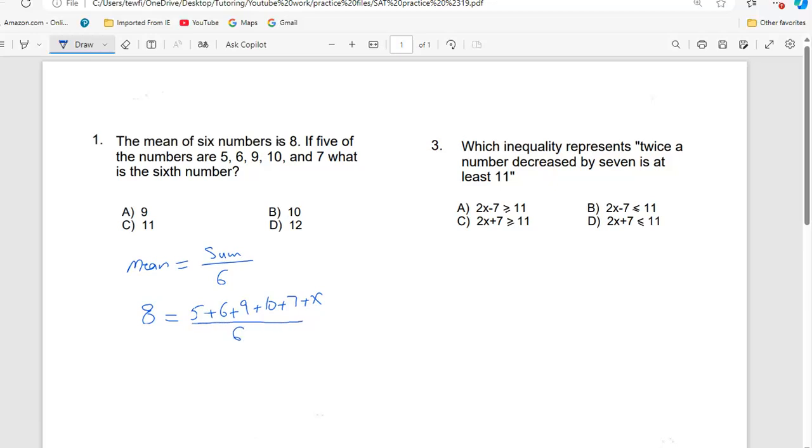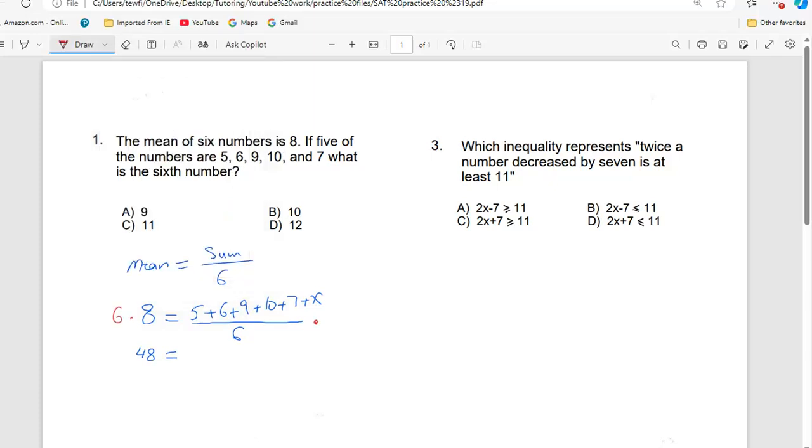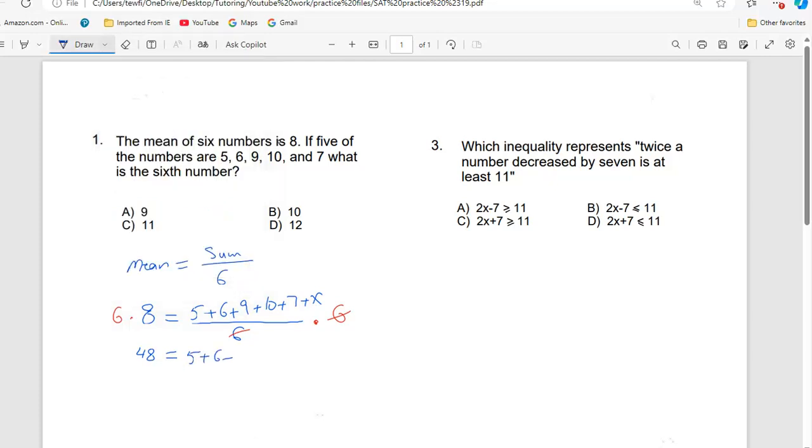So from this equation, we can find the missing number, which is the 6th one. If you multiply both sides by 6, you have 48 equal, right? You multiply this side by 6 and you multiply this side by 6, the 6 is going to cancel. So you have 48 equal to 5 plus 6 plus 9 plus 10 plus 7 plus x.